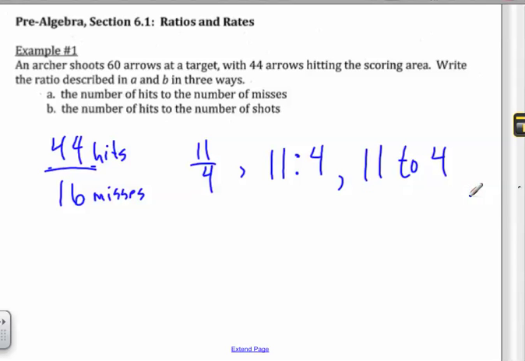Okay. All right. Gentlemen, I can write it as a fraction, or I can write it with a colon separating the 2 numbers, 11 hits to every 4 misses, or I can write it with the word to between them. Okay, now that we know that, it's not that hard to remember.